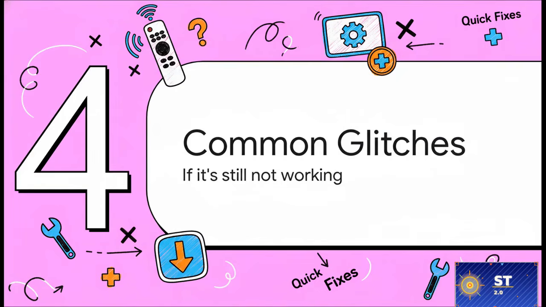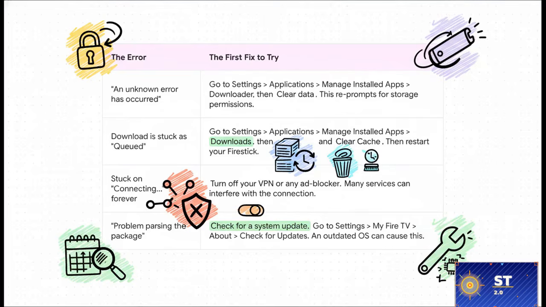All right, but what if you've done all that? You've got the right Fire Stick, developer options are on, you even found and installed Downloader, but now it's just giving you errors? Let's quickly run through the most common glitches and how to fix them. So let's match the problem to the solution. If you're seeing an unknown error, that's almost always about permissions. Just clear the app's data, and it'll ask for storage access again.